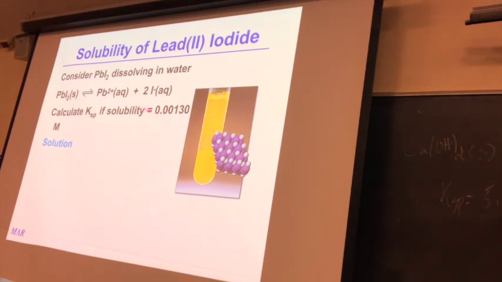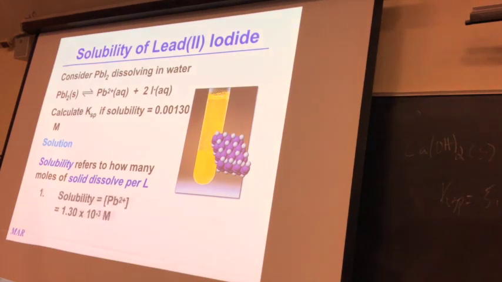But solubility and Ksp are different, and that's going to be really important. A Ksp is an equilibrium constant, and you can derive solubility from Ksp and vice versa, but they are different numbers. So in this case, we've got solubility, we want to find Ksp, no problem. Solubility again is how much solid dissolves per liter. For any compound, if you see the solubility, that's how many moles of the solid will dissolve per liter.